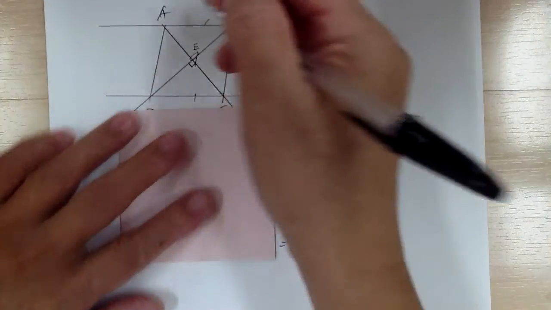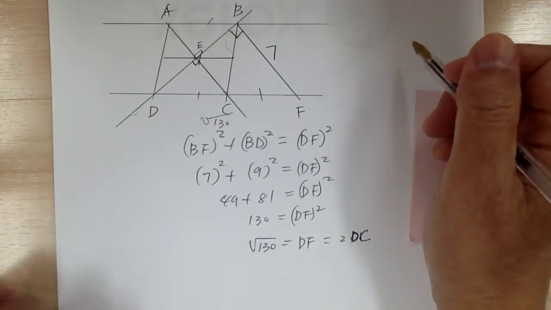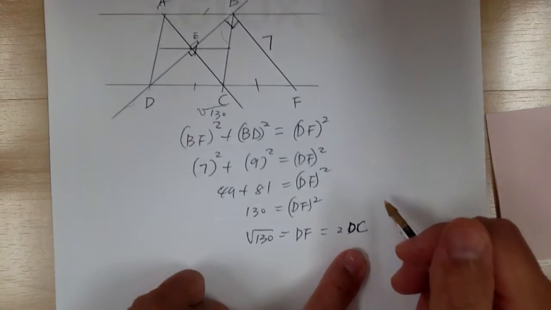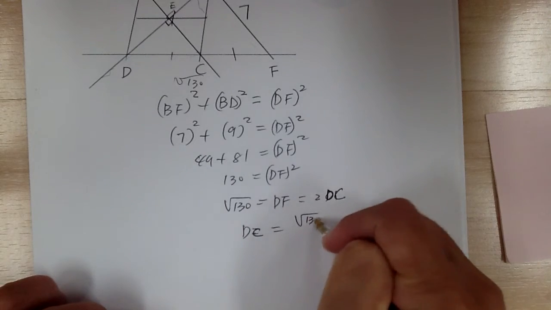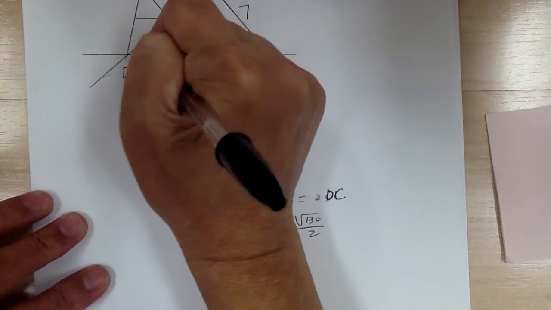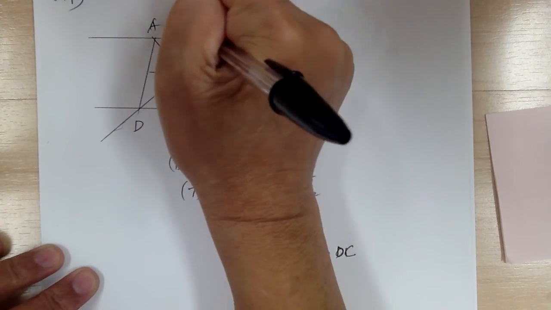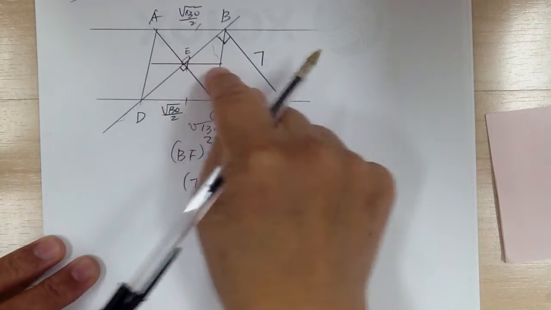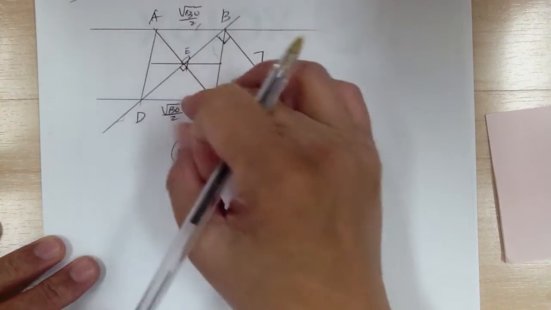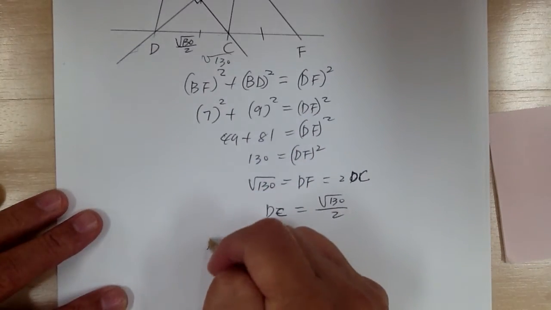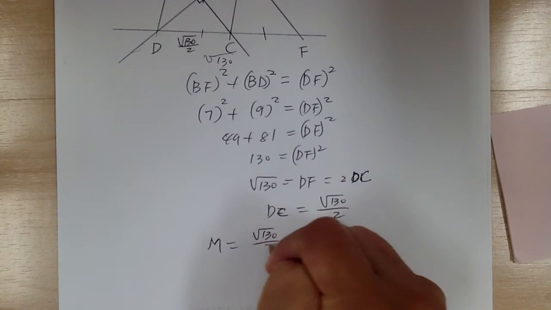And so you're looking for the median right over here. Since DF is equal to 2 DC, DC will equal half of that, which would be square root of 130 over 2. And this would be square root of 130 over 2. Now because it's a parallelogram, the median would actually be equal to that. If not, you can add and divide by 2, you get the same thing. So the median will equal square root of 130 over 2.